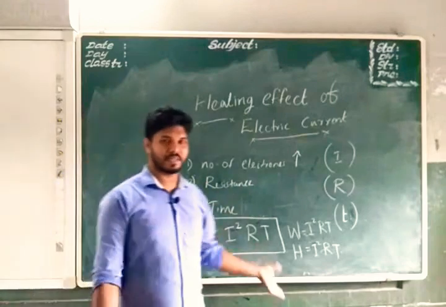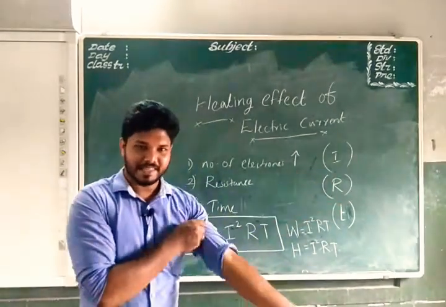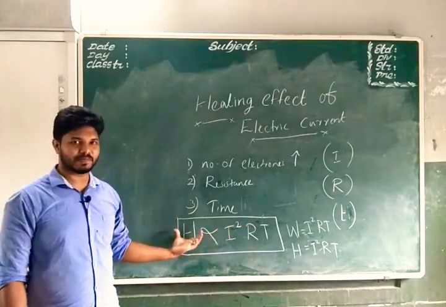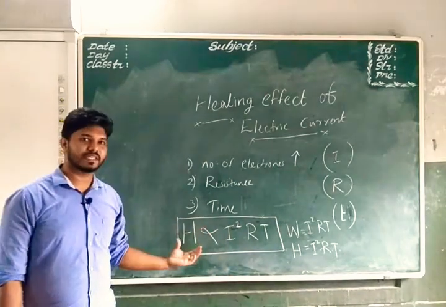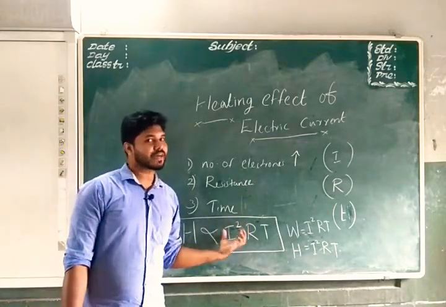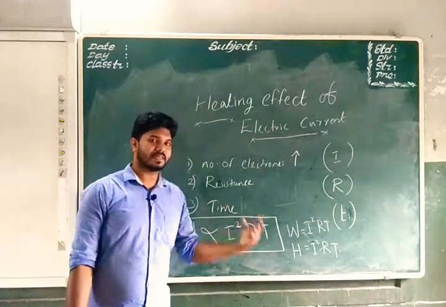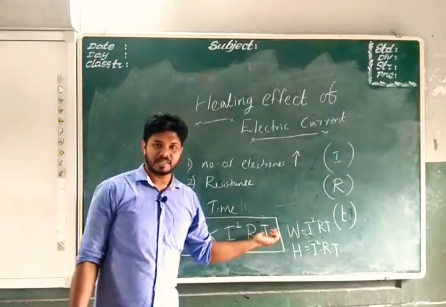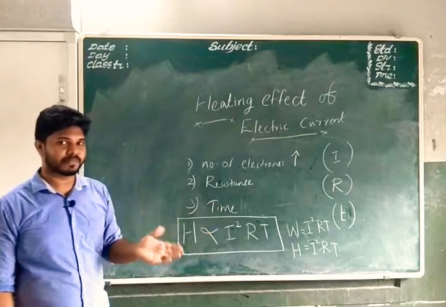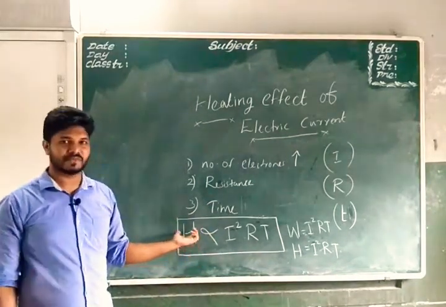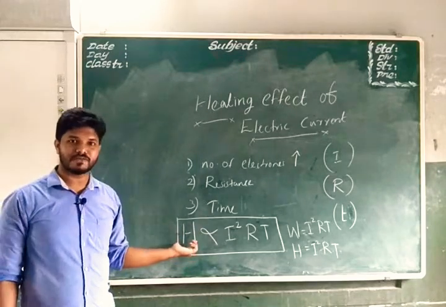Why it comes in the name of Joule is that he discovered this by doing some experiments. He found that the heating effect of an electric current is directly proportional to the square of the current passing through the conductor, the resistance of the conductor, and the time. That is James Prescott Joule. He found this. So in order to honor him, we give this Joule's law of heating.